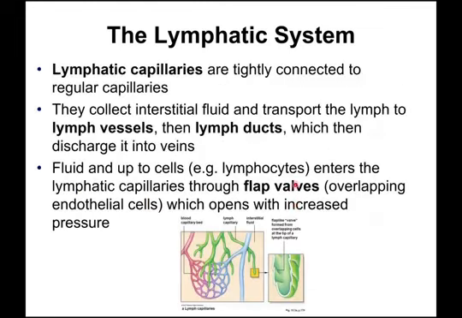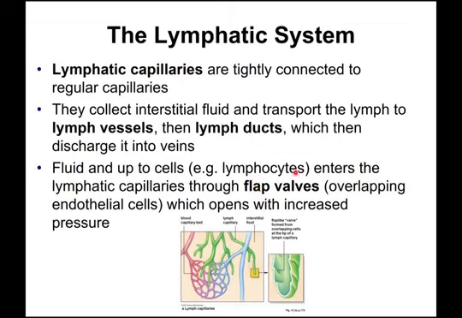So what does it consist of is, first of all, a series of lymphatic capillaries, which are basically embedded next to the regular capillaries. And that's what they do. They collect this excessive interstitial fluid that's left behind there. And now this fluid is brought back to the heart through the veins, through lymph vessels first, and then lymph ducts. So these are basically vessels of the lymphatic system that get larger and larger until this liquid is discharged into the veins.